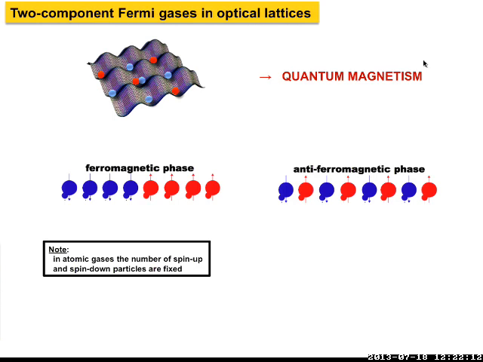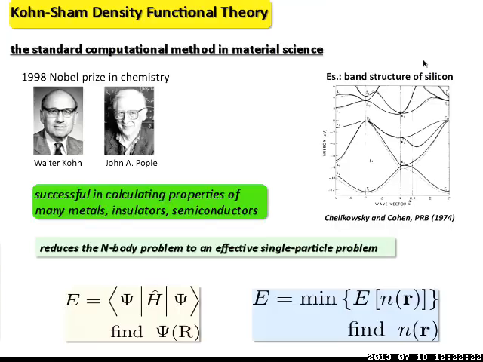So this is a regime which might have some advantages, but you need some theories. You need some theory for interacting fermions in periodic potentials. And of course, the first idea that you can have is to use Kohn-Sham density functional theory. It was already introduced yesterday, so I don't need to go much into details.